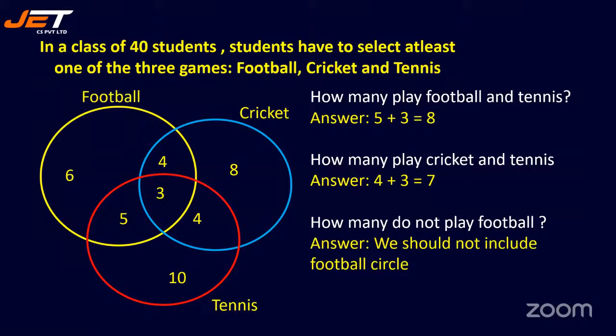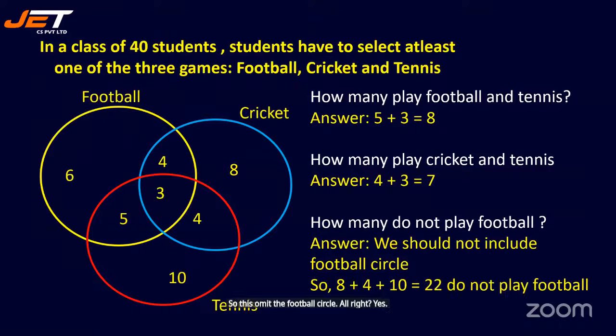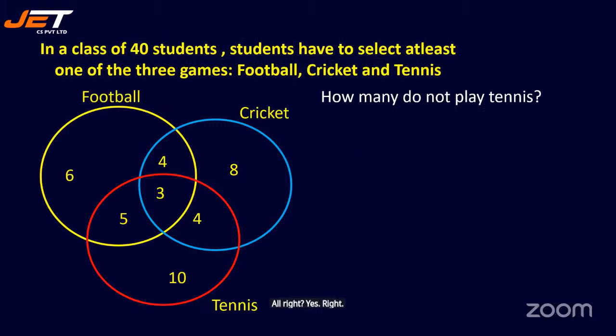The answer is we should not include the football circle. That's all. So just omit the football circle. All right. Yes. So it is 8 plus 4 plus 10, which is 22. All right. Yes. Right. How many do not play tennis?